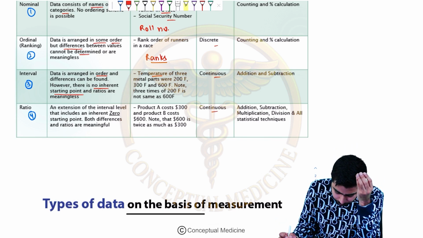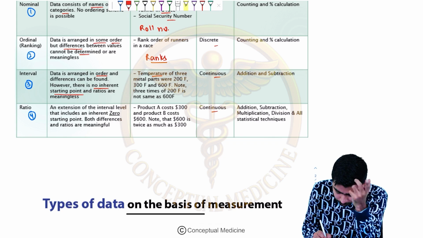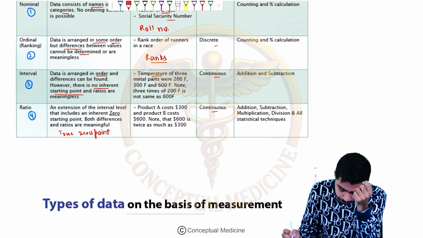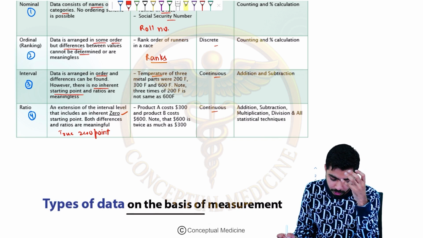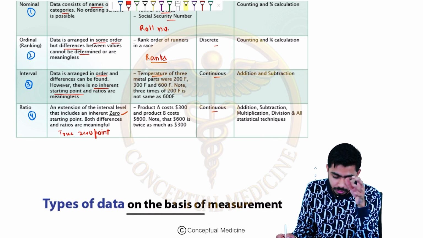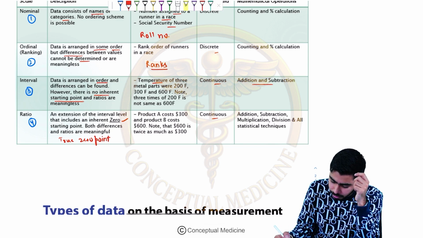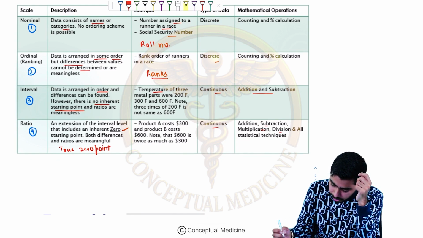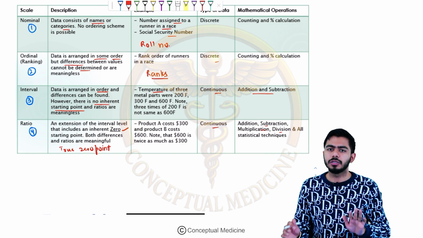Here they are saying that they are also respecting the zero over here. So true 0 point is present. True 0 point is an extension of the interval level that includes an inherent zero starting point. So both the differences and ratios are meaningful over here, right? In the interval, differences are there, but ratios were meaningless. So in the interval you shall be talking about addition, subtraction, right? In the ratio we shall be talking about addition, subtraction, multiplication, division, and all of these things. So in a nutshell guys, what we shall talk about is the scaling of the data.